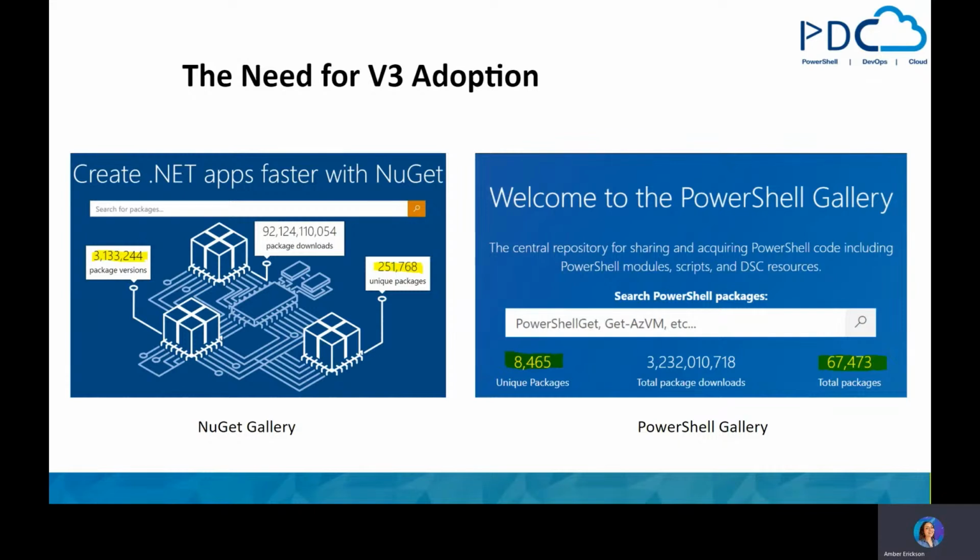And the PowerShell gallery isn't quite as large as the NuGet gallery. We don't have quite the amount of traffic. We don't have quite the number of packages on the site, but we are growing. We're growing significantly, and eventually we do anticipate the need to adopt the v3 protocol.